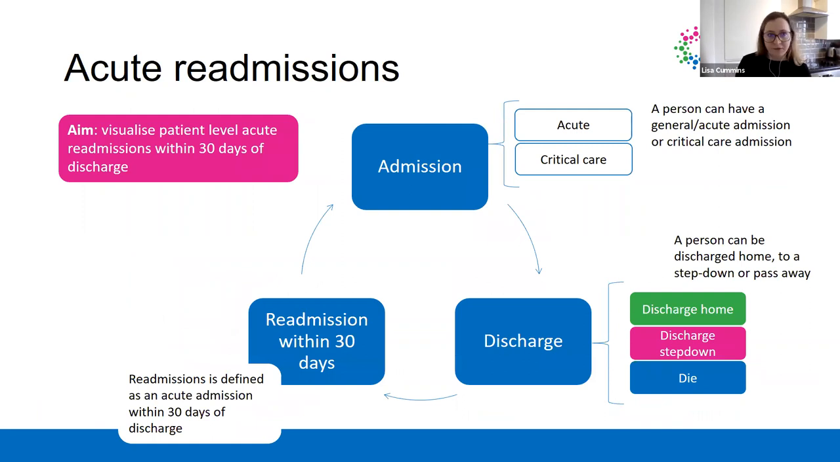So a bit more about what we're going to focus on today. We're going to look at acute readmissions, and the aim of this piece of work was to visualize patient-level acute readmissions that are happening within 30 days of discharge. What I was interested in was that first admission that a patient had, whether it was acute or could have been critical care. Then I'm looking to see if the patient was discharged. In the example, we're going to look at whether a person was discharged home or to a stepped-in bed, or whether or not they sadly passed away. And then if they were readmitted again within 30 days, I've included them in the flow.